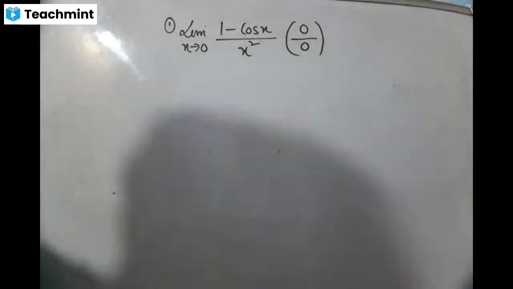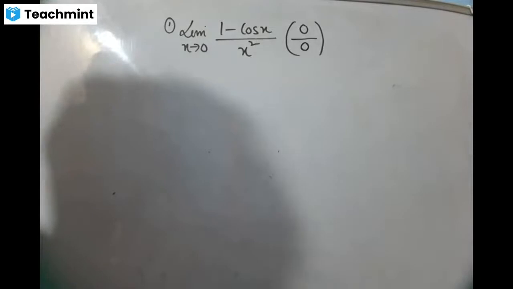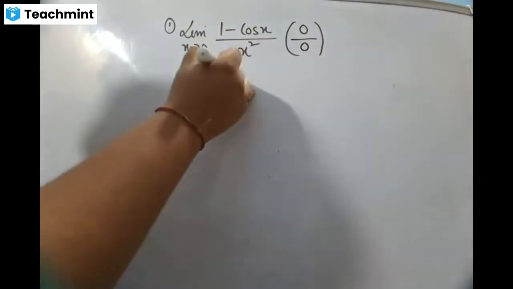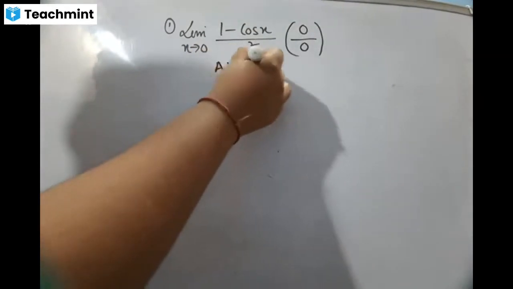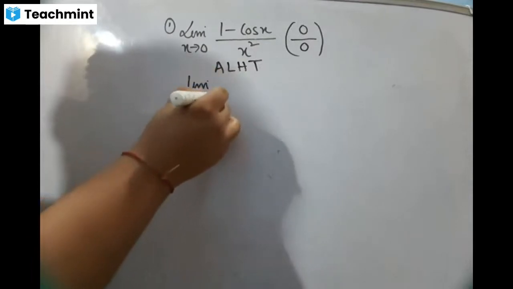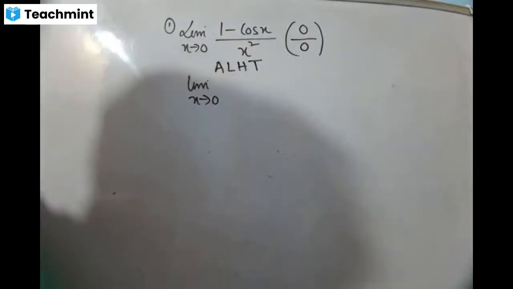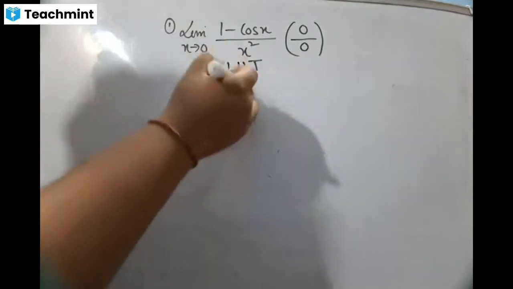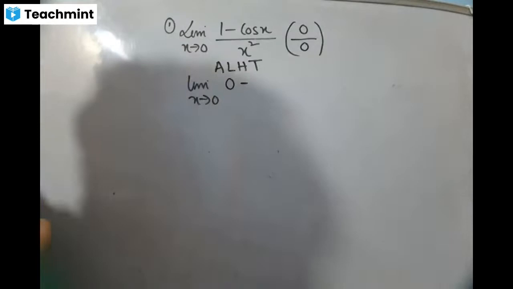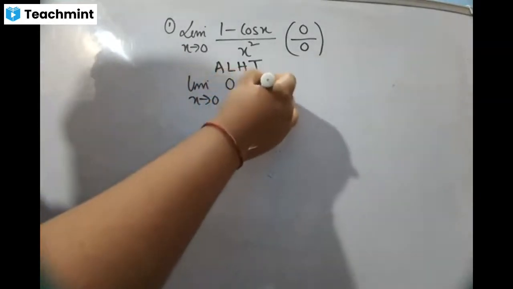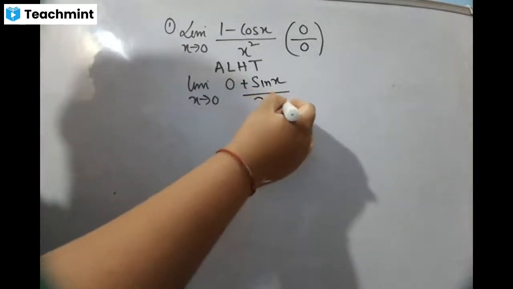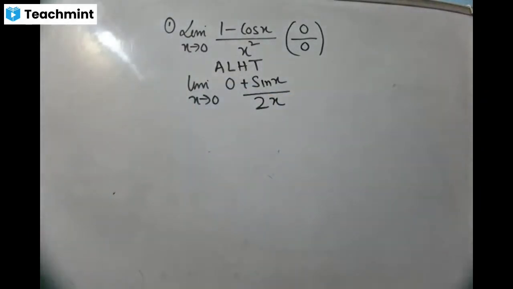So in order to remove 0 from the denominator, the L Hospital theorem says if the question is of the form 0 by 0, then we apply L Hospital's theorem. Applying L Hospital's theorem simply means that you have to differentiate the numerator and the denominator separately. So what is the derivative of 1? Derivative of 1 is 0 minus derivative of cos x, which is minus sin x. So minus into minus will become plus sin x divided by the derivative of x square, which is 2x. 2 comes in front. So see, you have differentiated it once.